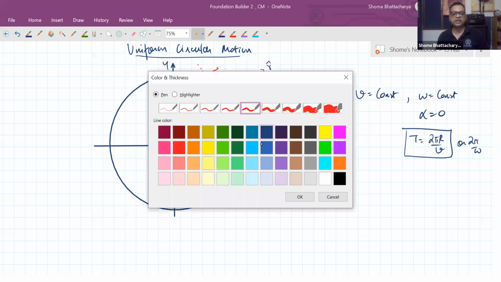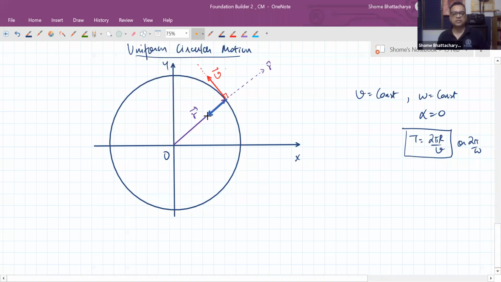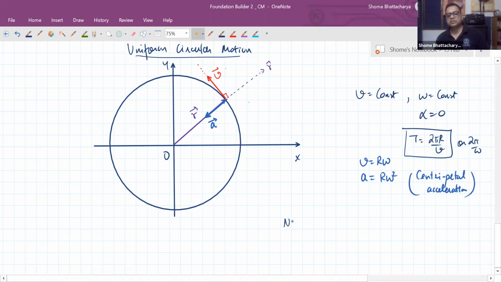and now in this diagram, the acceleration vector will be in this direction. It's pointing towards the center. So the acceleration will have a magnitude of r omega square. And one more thing we need to understand here is that r omega square can also be written as v square by r, because v is equal to r omega.